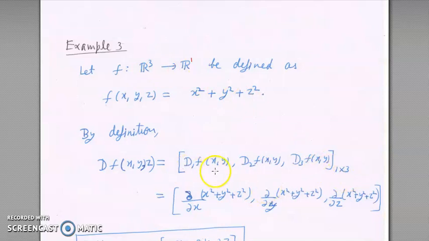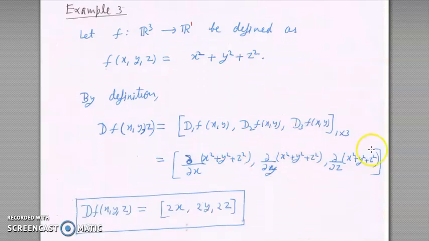So what is d1 f(x,y,z)? The derivative of this with respect to x is 2x. The derivative with respect to y is d2 f, so it is 2y, and the derivative of f with respect to z, that is d3 f, is equal to 2z. So putting all these values, we have the matrix df(x,y,z) equal to [2x, 2y, 2z].